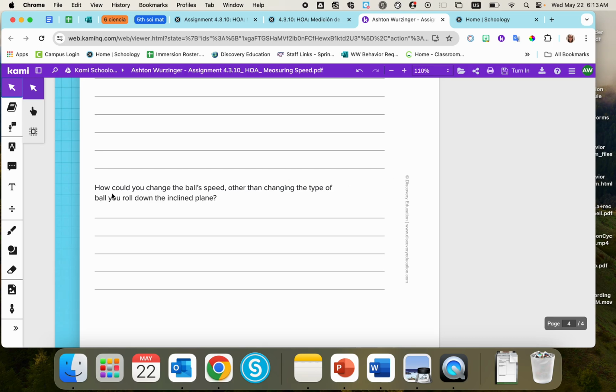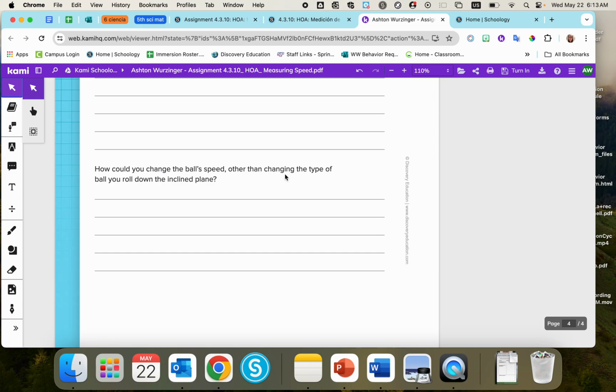Okay, then I want you to think, and you can share as a class and write it down. How could you change the speed of the spheres outside of changing the different kind of balls? Okay, what are some things that we could do to make things go faster or slower if we wanted to redo this lab? Okay, when you are done, please turn it in to Schoology.